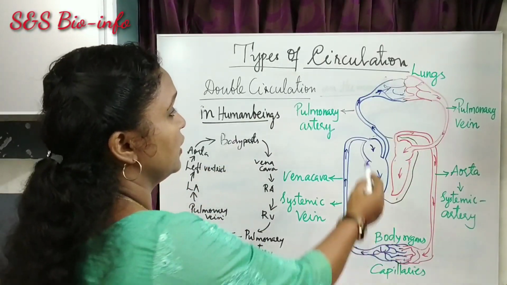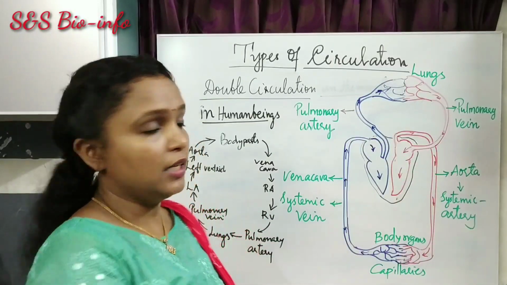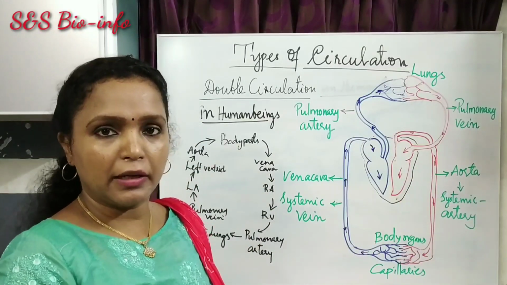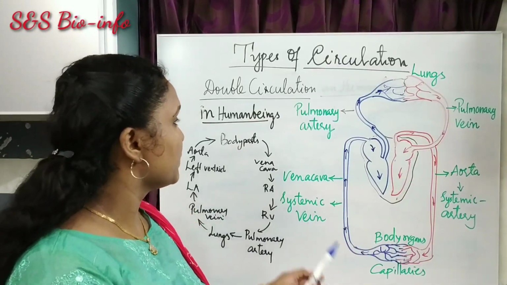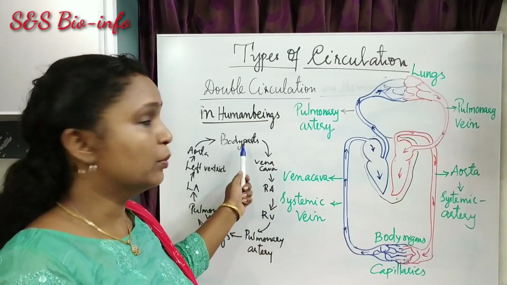So here you can see the diagrammatic representation of the same thing, the circulatory pathway. How does double circulation take place in human beings? Here you see, let's start from the body parts.